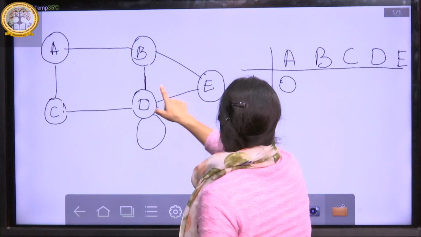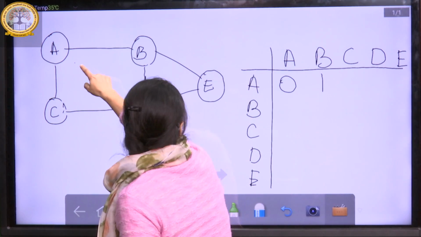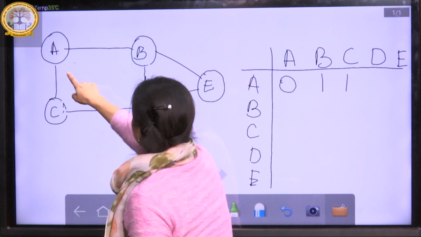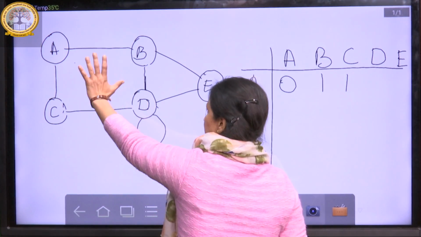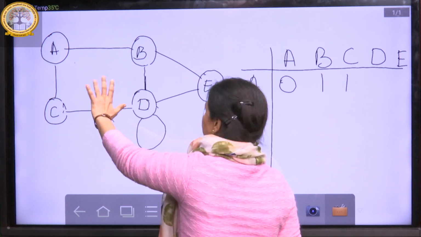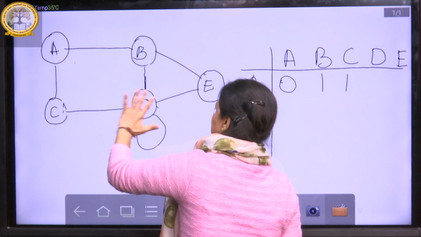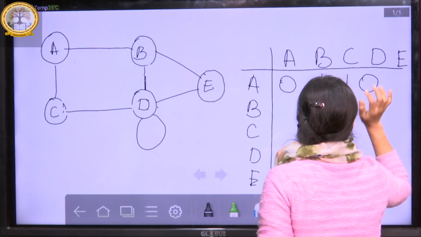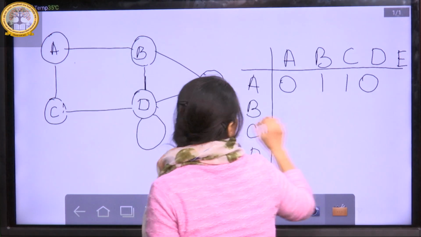A to B, there is an edge, so 1. A to C, there is an edge. From A to D, is there any edge? If there is an edge we will put 1, otherwise 0. And here you can see that there is no direct edge between A and D, so I am going to put 0 here. A to E, is there any direct edge? No.